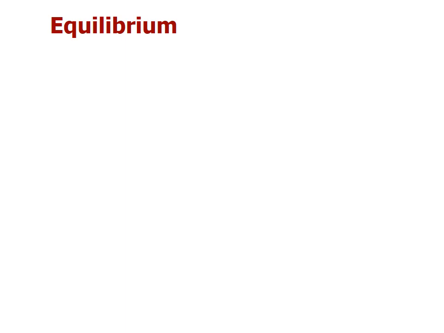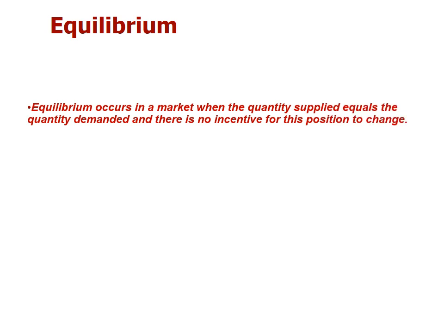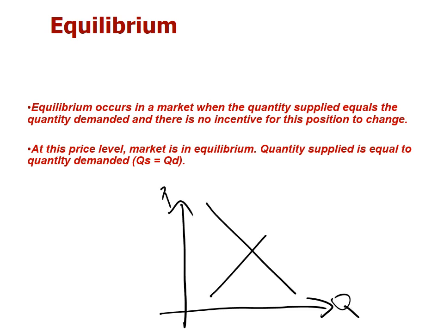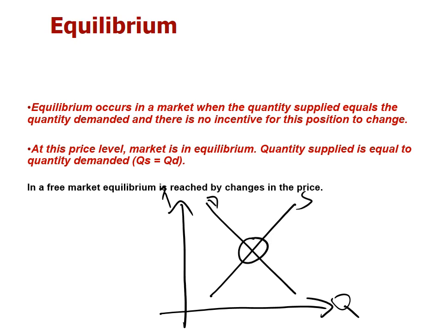Now at equilibrium, we have a balance. Equilibrium occurs in a market when the quantity supplied equals the quantity demanded, and there is no incentive for this position to change. At this price level, the market is in equilibrium. The market is in balance. The quantity supplied is equal to the quantity demanded. We get to this by changes in the price. So once again, price and quantity, you have your demand, you have your supply. When the demand is equal to supply, we have equilibrium.